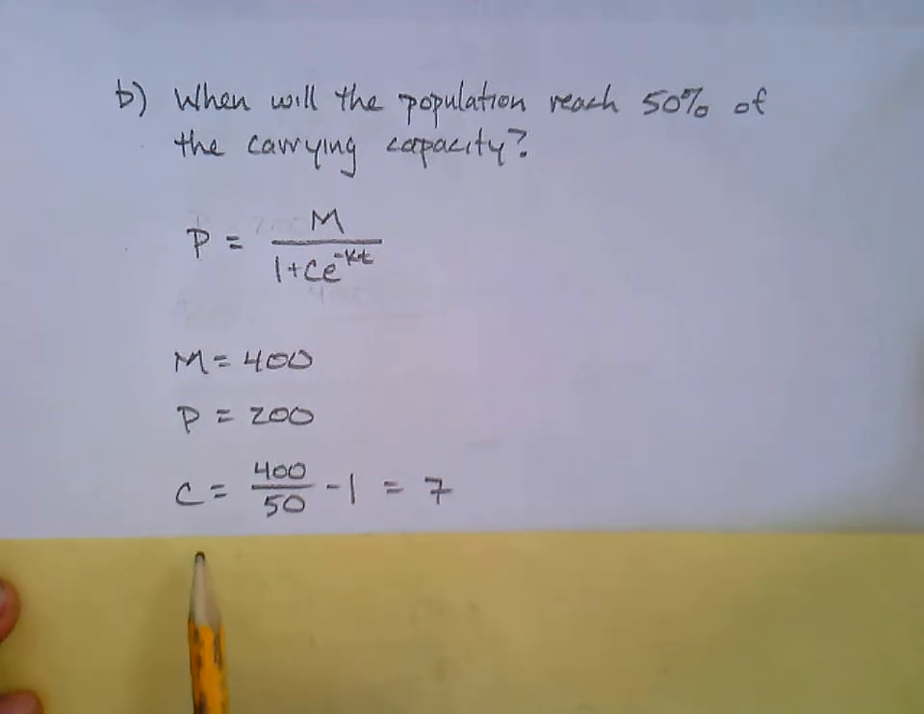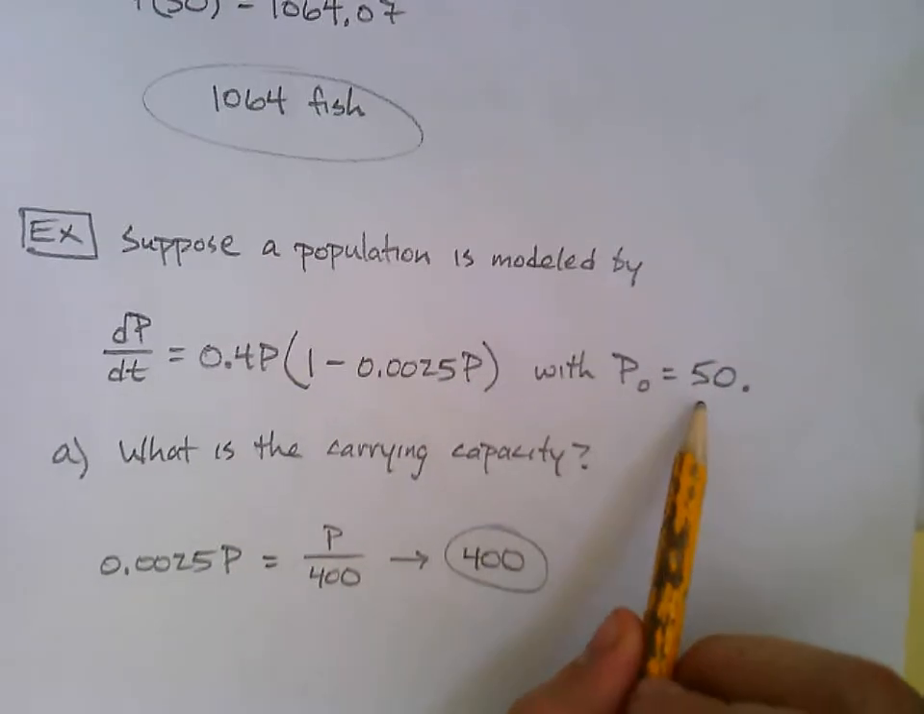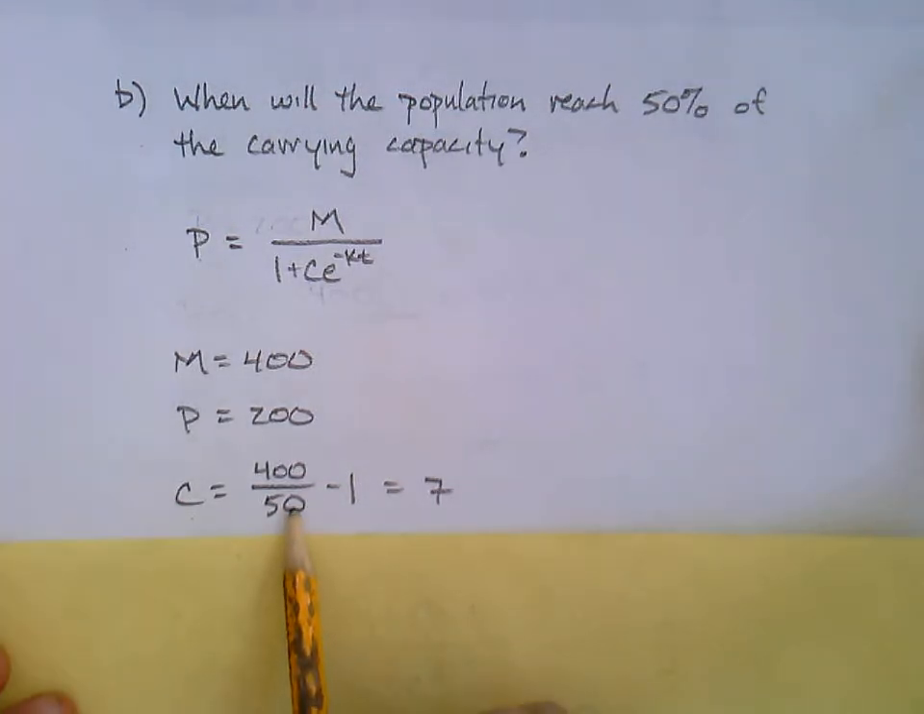We can quickly get c. C, if you'll recall, is the carrying capacity divided by the initial population, minus 1. And so they told us that the initial population back here was 50. So that comes into play at this point. Turns out that's 8 minus 1, which is 7.